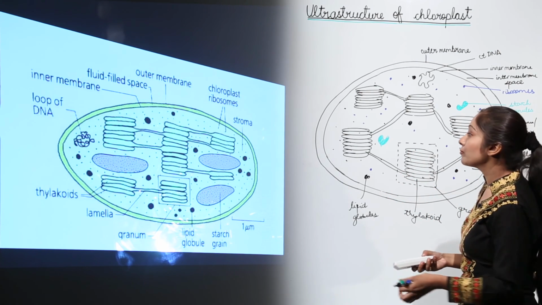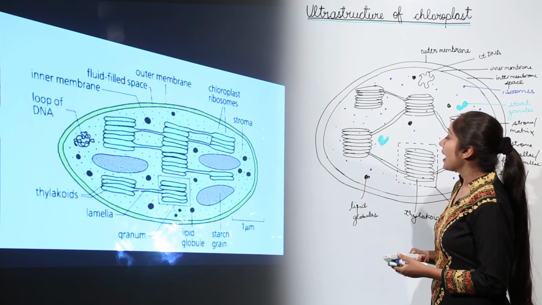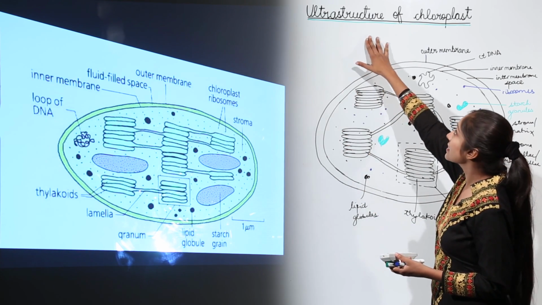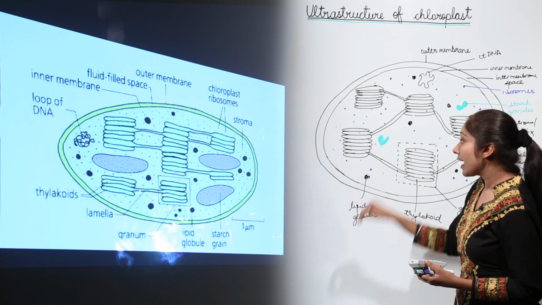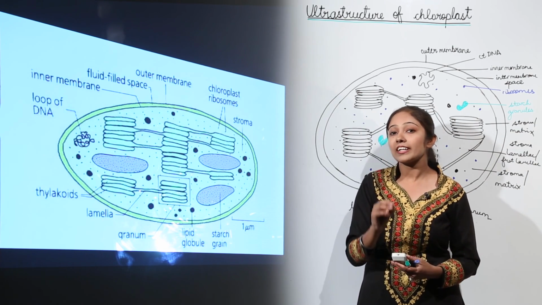Okay. Next we move on to the next slide. After moving on to the next slide, I hope that this ultrastructure of chloroplast will be very clear to you. Just draw this in your notebook. Now in the next slide we are going to discuss a few diagrammatic questions.